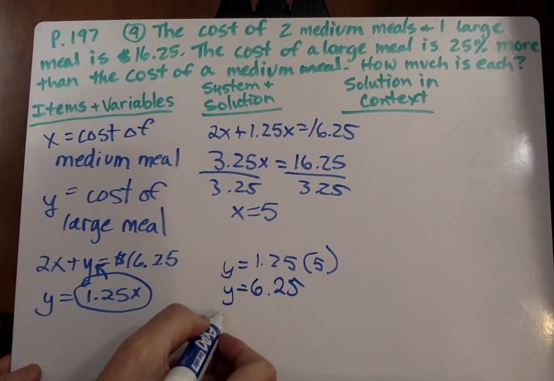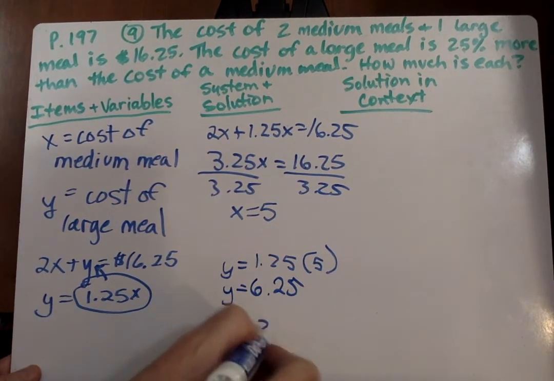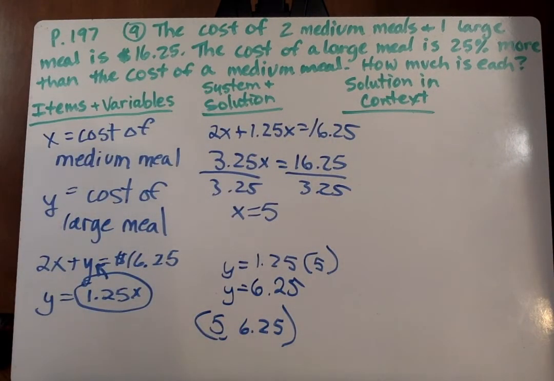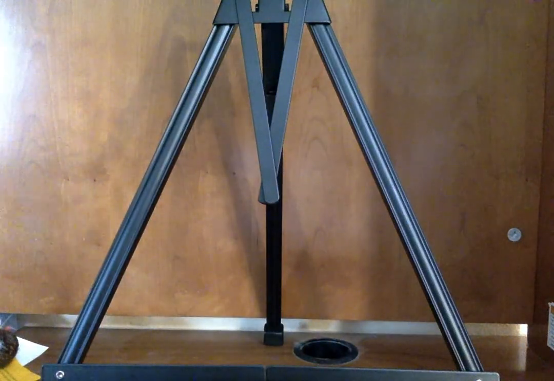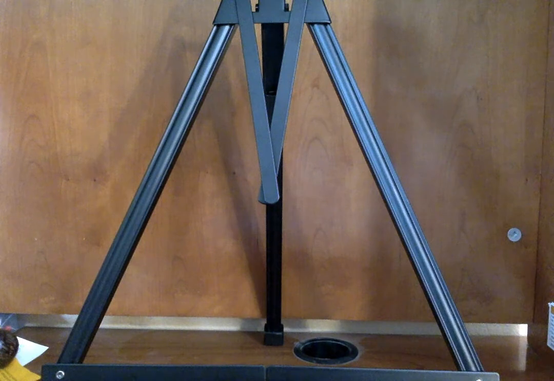So if we wanted an ordered pair, we could put 5, 6.25, but we need to write it out in context. So over there, we're going to write the solution in context. Again, what were they asking? The cost of each meal. So I'm going to take this off so it's a little easier for me to write. So you could put the cost of a medium meal is $5.